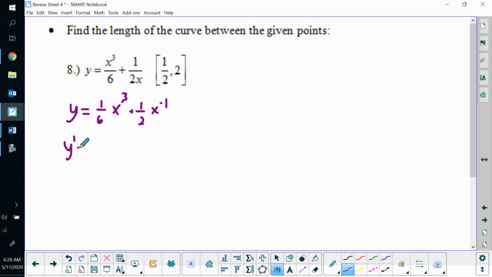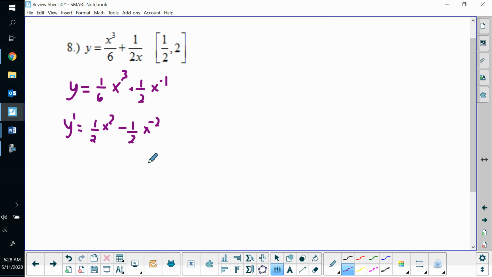We'll now take the derivative. It'll give us 3/6, which is really 1/2 x to the second. We'll have negative 1/2 x to the negative 2. And we'll have that squared plus 1 under our radical.